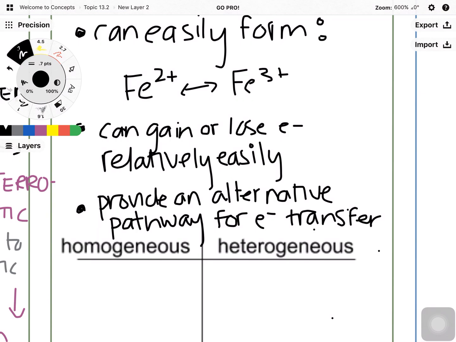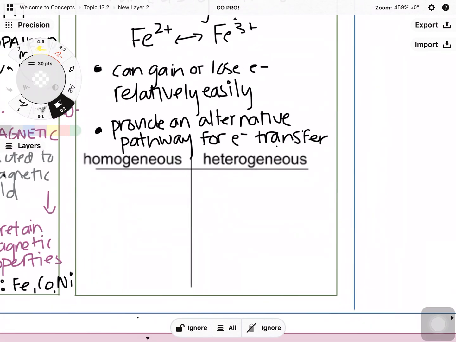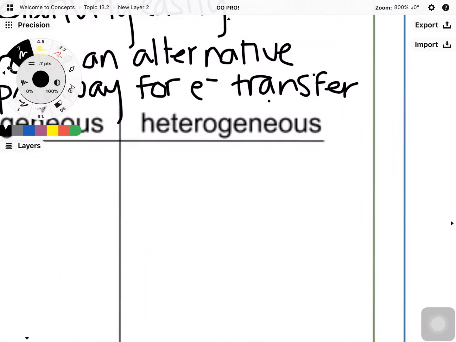Okay? Some examples of transition metal catalysts might be platinum and nickel. Those are both used in cars as catalytic converters, where they help the reaction of turning toxic gases like carbon monoxide and nitrogen monoxide into less harmful gases. Another example is iron. Now you'll notice that I put these under heterogeneous catalysts.